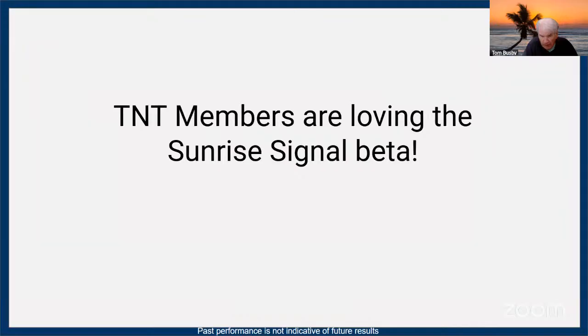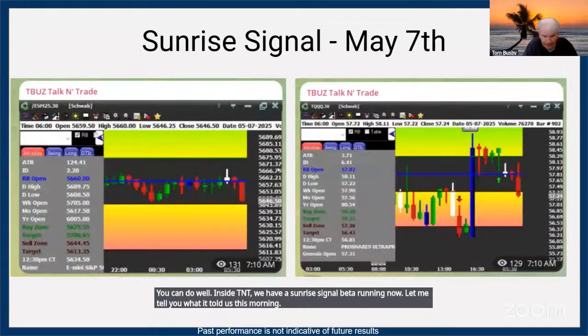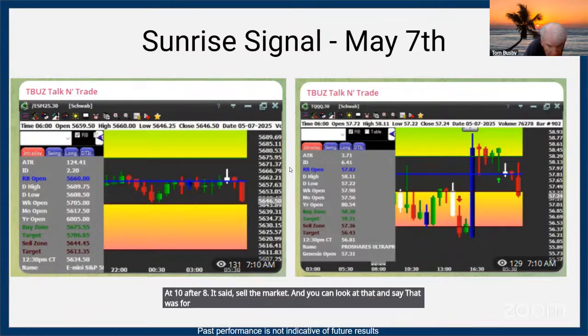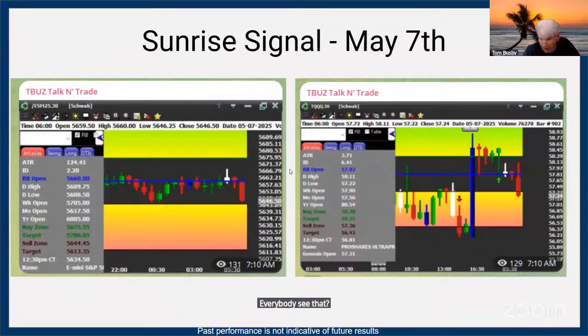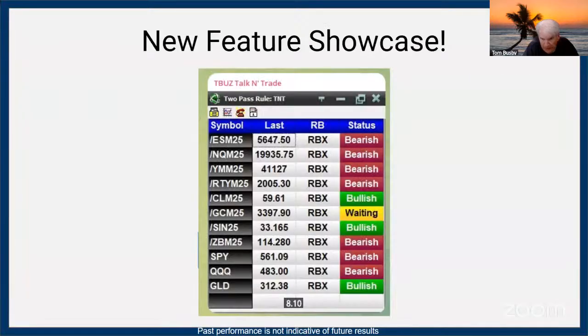Inside TNT, we have a sunrise signal beta running now. Let me tell you what it told us this morning at 10 after 8. It said, sell the market. You can look at that and see that was for the QQQ and the E-mini. Everybody see that? Sell the market this morning. It goes off every morning at that time, 8:10 in the morning. That's money in your pocket.